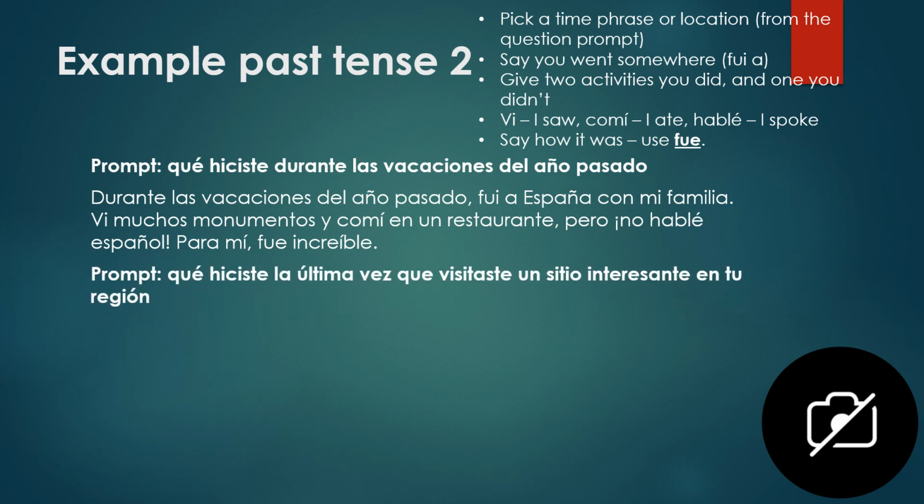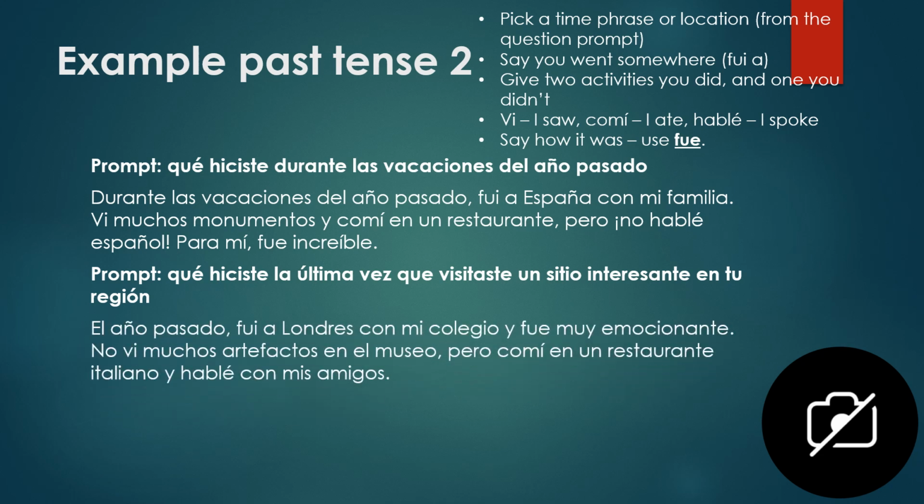Last prompt for the past tense. ¿Qué hiciste la última vez que visitaste un sitio interesante en tu región? I've started off with el año pasado. I avoided saying la última vez que visité un sitio interesante en mi región. I just try to avoid that, so I'm not lifting too much from the question that may not get me marks because they say, oh, well, you just copied it. So I've just changed it to el año pasado. Fui a Londres, said where I went. Fue muy emocionante, I've said how it was. No vi muchos artefactos en el museo, pero comí en un restaurante italiano y hablé con mis amigos.